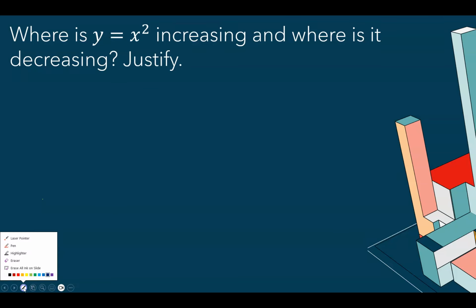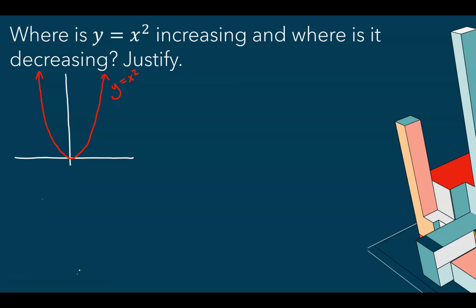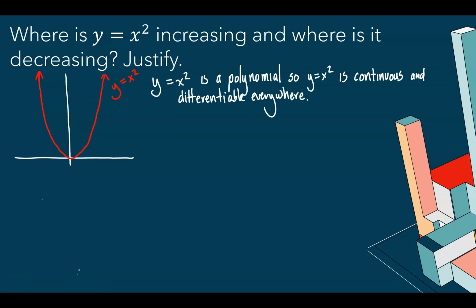So let's see what an example looks like. If you've followed along here, extreme value theorem, a lot of this is pretty straightforward. The first thing we need to do, if we want to know where a function is increasing, where a function is decreasing, we need to consider continuity. And that one's pretty easy. X squared is a parabola, that's all. That's our favorite parabola. And x squared is a polynomial, so y equals x squared is continuous and differentiable everywhere. Great place to start.